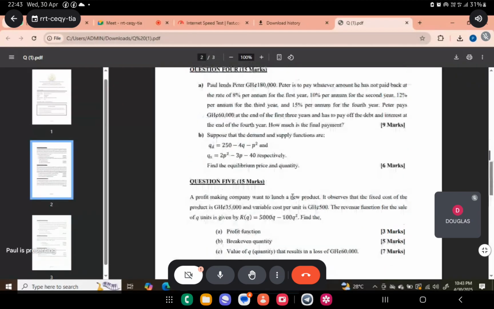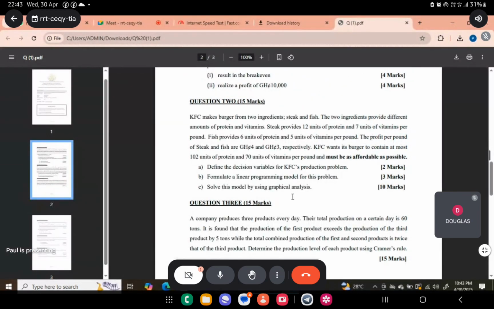Please let's see question two. It says that KFC makes this question. This is linear programming. KFC makes a burger from two ingredients, steak and fish. The two ingredients provide different amounts of proteins and vitamins.